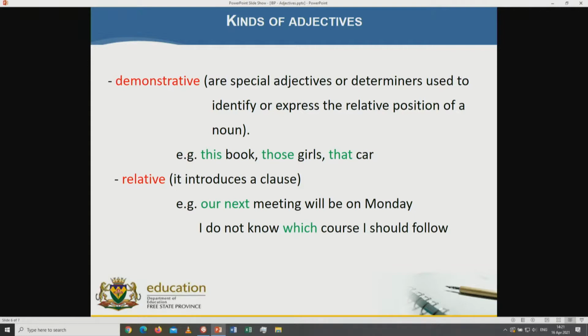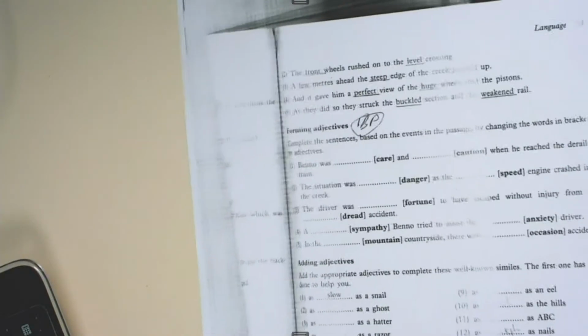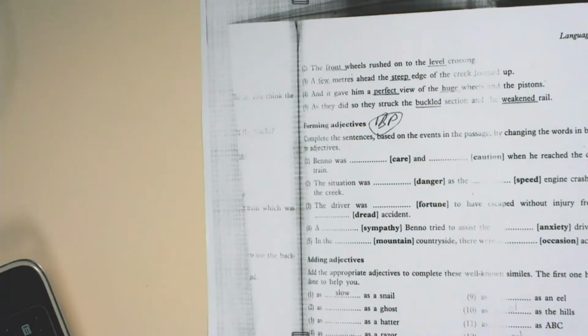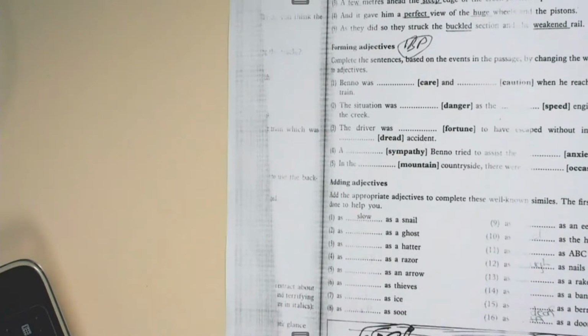Now, my grade 7s, I want to give you an activity here before I sign off. I want to give you an activity, and I want to believe that now it will be clear enough for you to see. Let me switch off here, and then I do that. I want to give you this activity now. Forming adjectives. Okay, perhaps I'll have to do it like that for you.